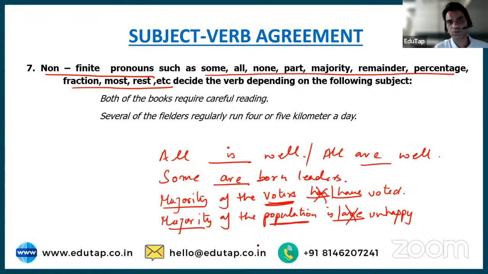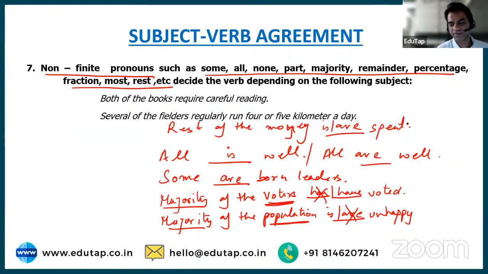So how does this work? Basically, guys, that's what I said. These words are non-finite words. They cannot decide whether we are being used as singular or plural. For example, rest of the money. Let's put it this way: rest of the money is spent. What should be the correct verb here? Rest of the money is spent or are spent? Very good. Rest of the money is spent on silly things.